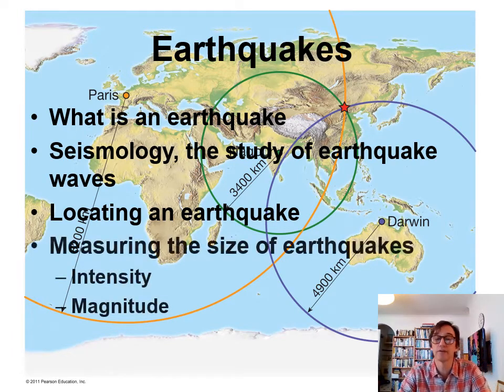And then we'll talk about how we measure the size of earthquakes. We can measure it in two different scales. One is called the intensity scale, which is basically how much destruction occurs locally, especially to buildings. The other is a more scientific scale, the magnitude scale, what used to be called the Richter scale, but now it's called the moment magnitude scale. And this directly measures the amount of energy emitted from an earthquake.